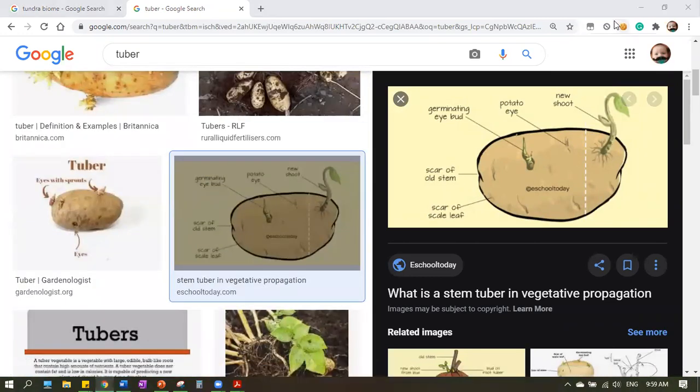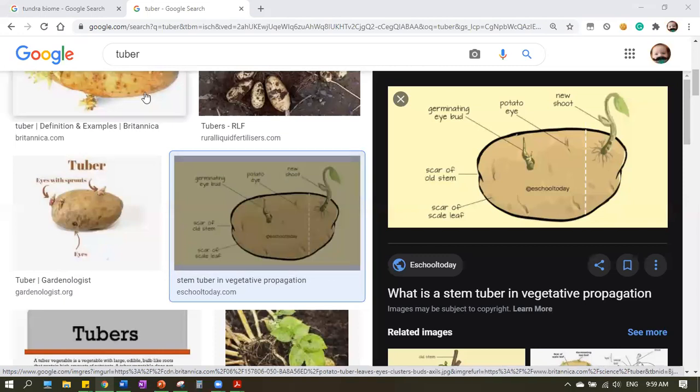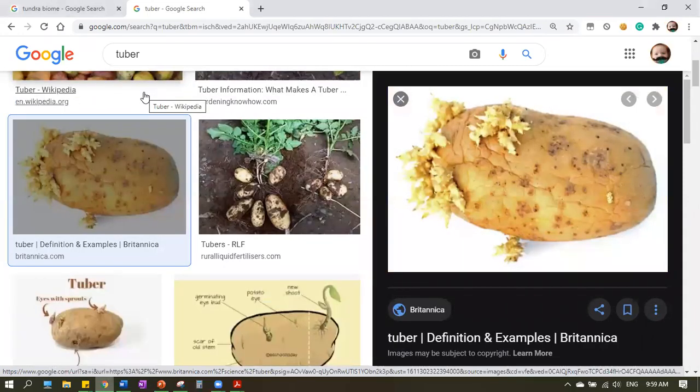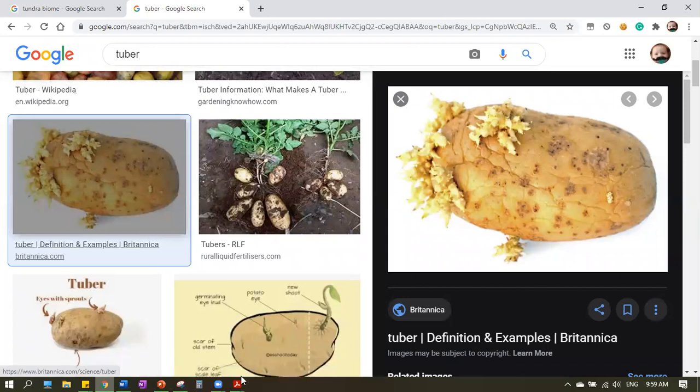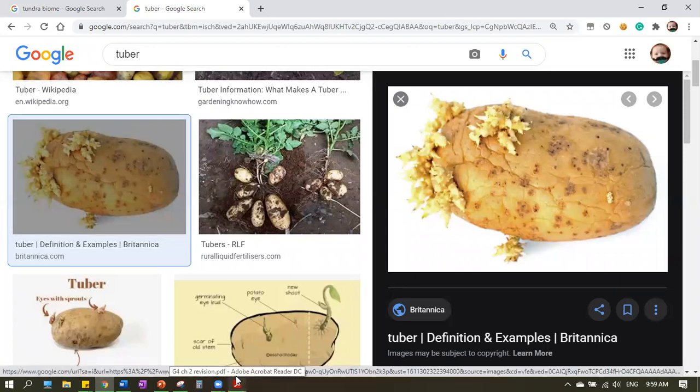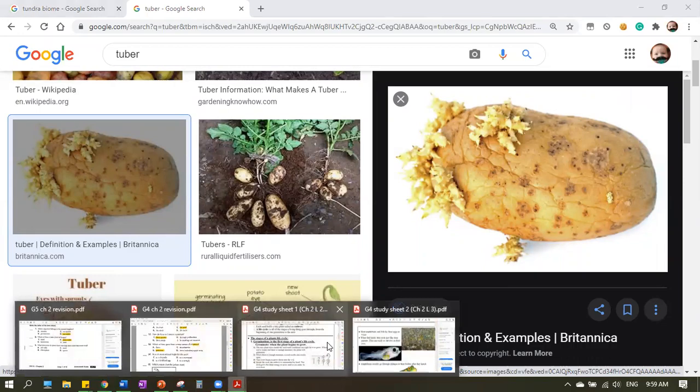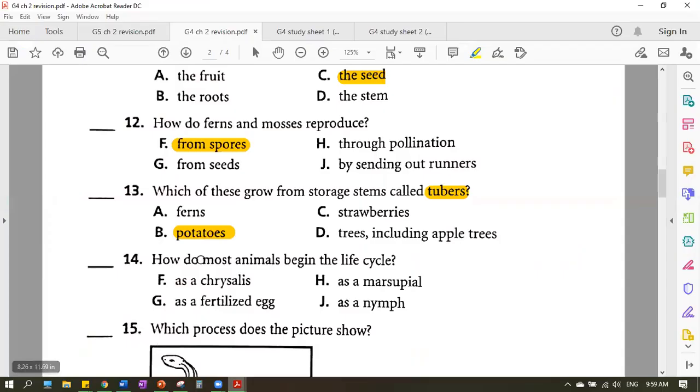Let me just show you the picture, guys. Can you see the picture now? Yes. This is a regular potato. Can you see how the plant is going out from it? Yes, it's growing a new potato. This is what we call a tuber. Okay? Tuber. Thank you so much, Rugmini. Thank you, Muhammad, for trying to explain it. Okay, so the answer will be potato.